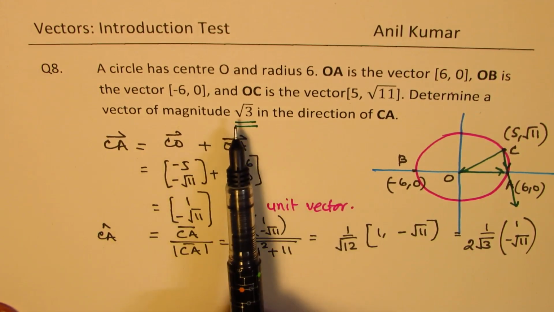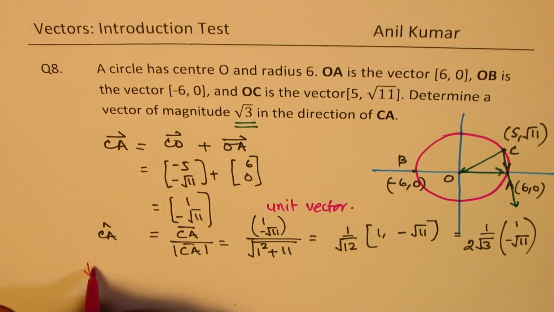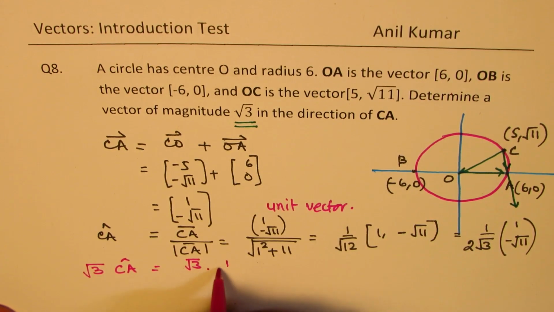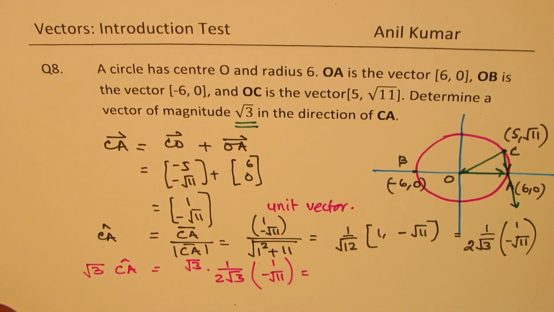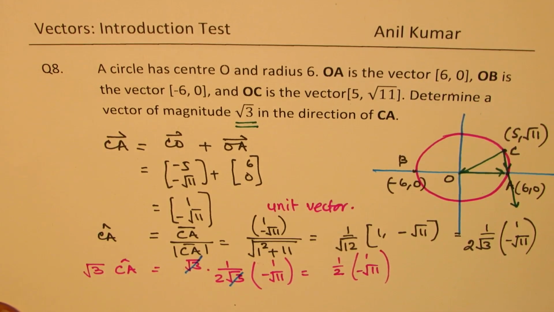Now to get a magnitude of square root 3, we are going to multiply this with square root 3, right? So square root 3 times the unit vector CA is our answer, right? So we'll get square root 3 times 1 over 2 square root 3 times this vector 1, minus square root 11. Is that clear to you? So square root 3 will cancel. So you get your answer as half of 1, minus square root 11. Okay, so that becomes your vector.